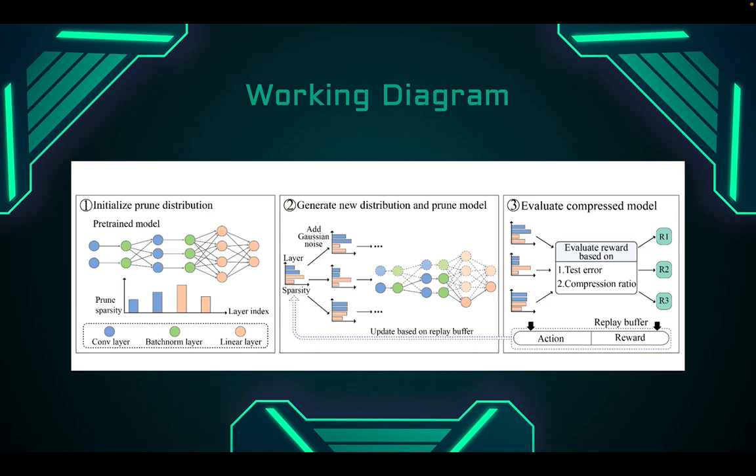And then further, the last step of the working diagram represents evaluating the compressed model. So the compressed model is basically evaluated on two key metrics. They are test error, and then the other one is compression ratio. So test error ensures minimal accuracy loss, and then compression ratio measures the effectiveness of pruning. How much is compressed is basically the compression ratio, and then each strategy is assigned a reward.